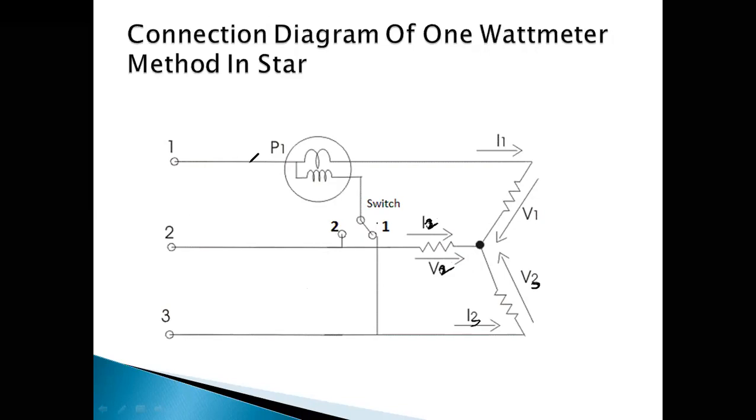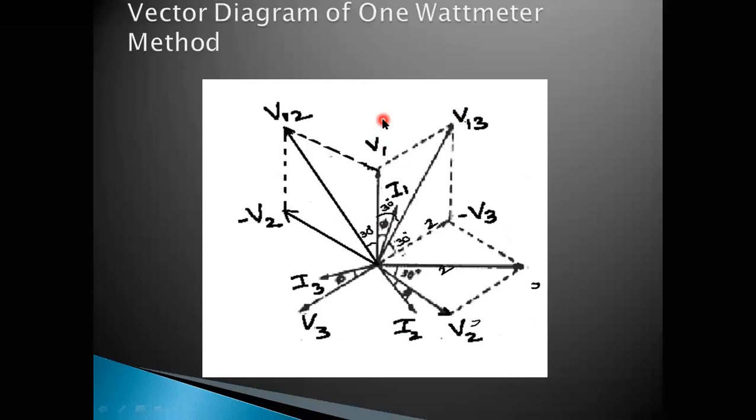In this circuit, we have a two-way switch here. This is the center limb. So you will have the switch either in position 1 or in position 2. When it is connected to position 1, voltage across pressure coil is V13. When it is in position 2, voltage across pressure coil is V12. So let us see how this circuit will measure three-phase power.